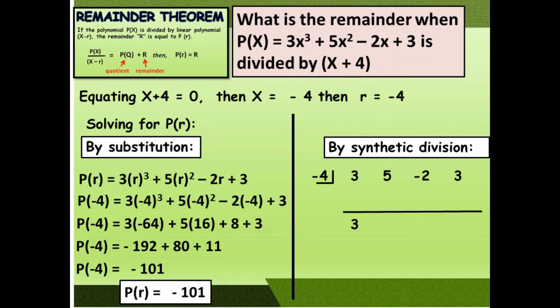So we have now negative 4 times 3 is negative 12. And 5 plus negative 12 is negative 7. Then repeat the process. Negative 4 times negative 7 is positive 28. Then negative 2 plus positive 28 is 26. Then negative 4 times 26 is negative 104 added by 3.